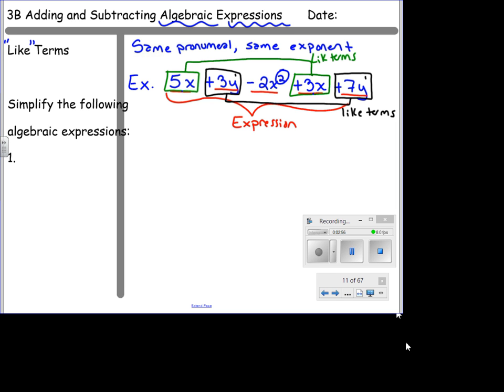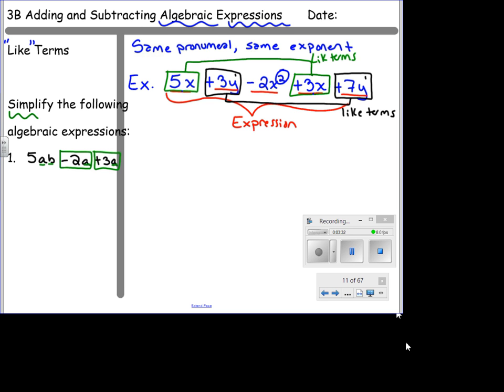So as an example, we're going to simplify the following algebraic expressions. And our first one is going to be 5ab minus 2a plus 3a. Okay? So when I look at this expression, I notice that the first term has an a and a b in it. The second one has an a, and the third one has an a. So the only two terms that have the same pronumerals, exactly the same, are negative 2a and positive 3a.